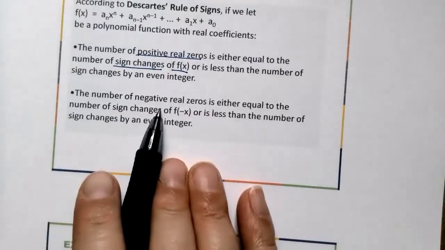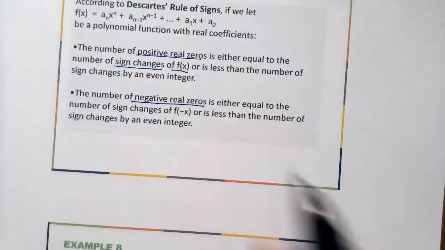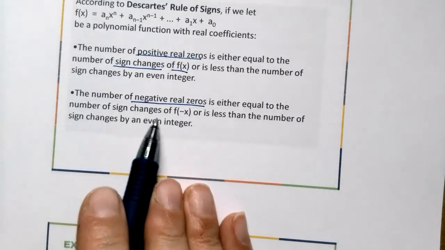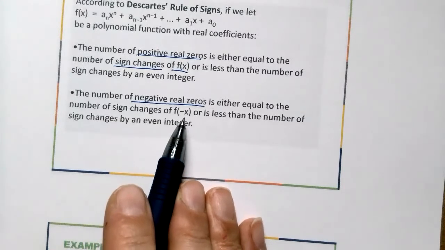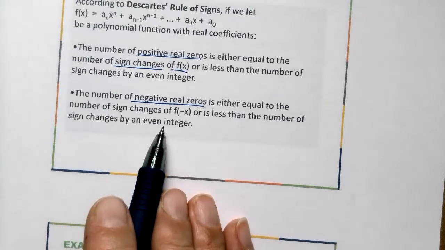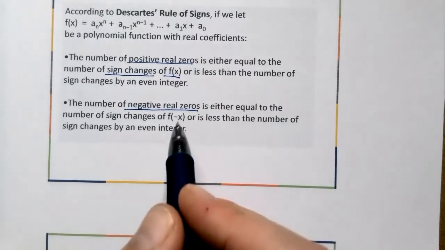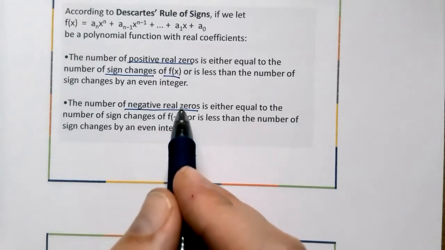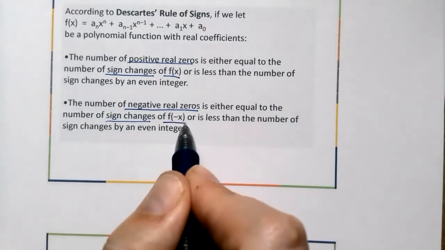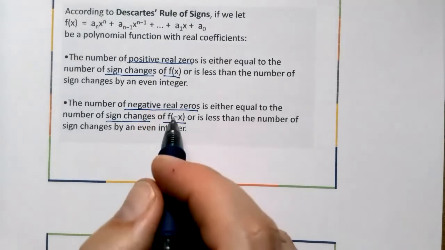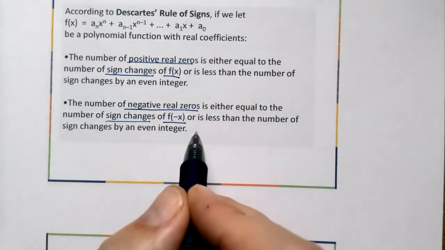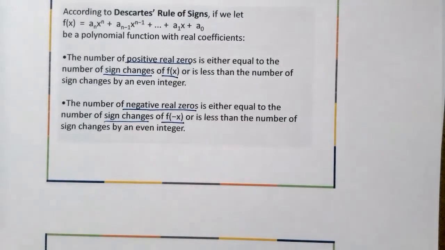Now, the number of negative real zeros is either equal to the number of sign changes of f of negative x or is less than that number by an even integer. So again, when we are looking for negative zeros, we're looking for sign changes in f of negative x. Here's f of x for positive and f of negative x for negative. So let me give you an example.